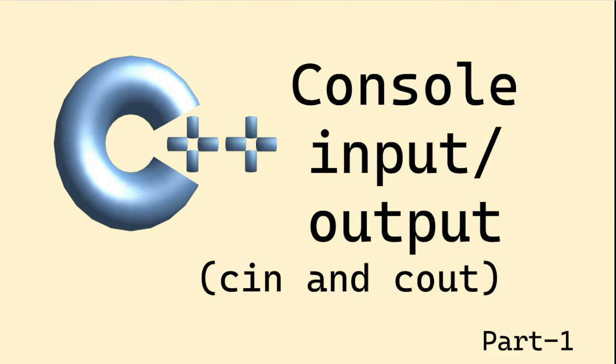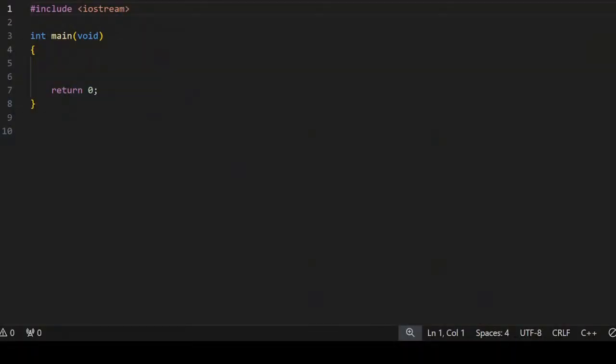Cin and cout are predefined objects of the istream and ostream classes. Cin reads the data from console input. Cout sends the data to the console output. These objects are included in the code through this library. Then I will show you how they are actually included in this file.